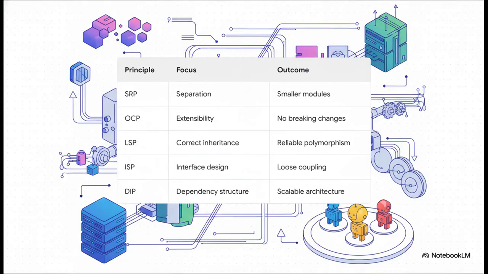Now, it's super important to see how these five principles aren't just separate rules. They work together like a team. SRP gives you the focused building blocks. OCP lets you add to them without breaking them. LSP makes sure your abstractions are solid. ISP keeps the connections clean. And finally, DIP wires the whole thing together, making your system scalable and decoupled.